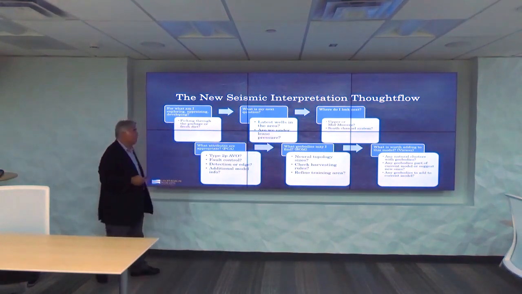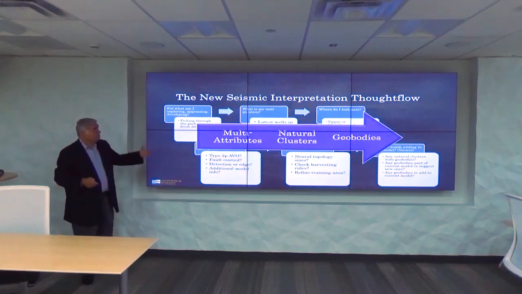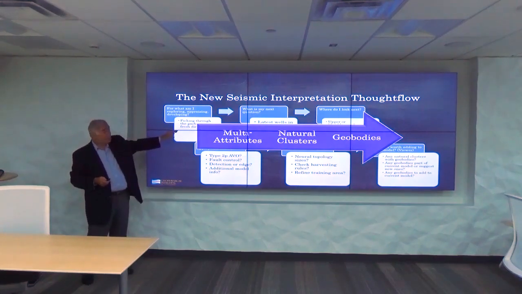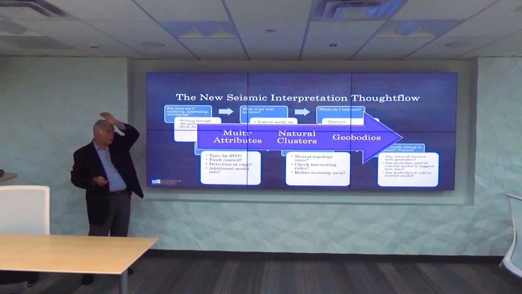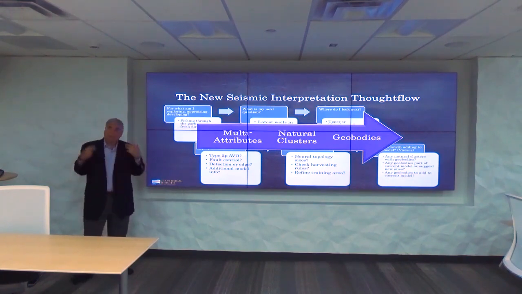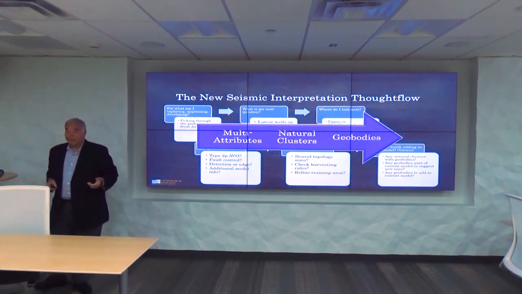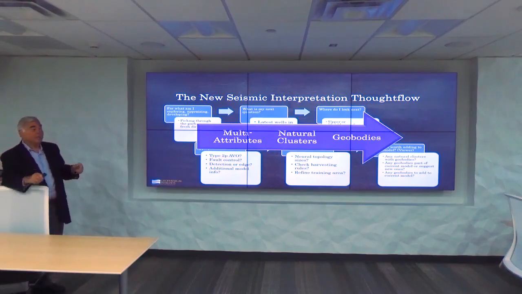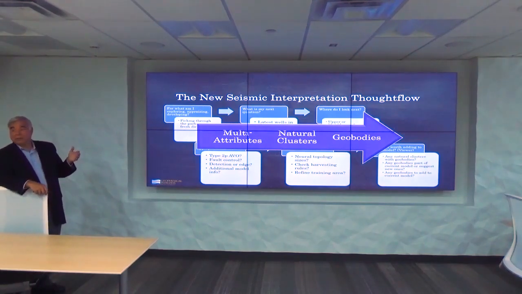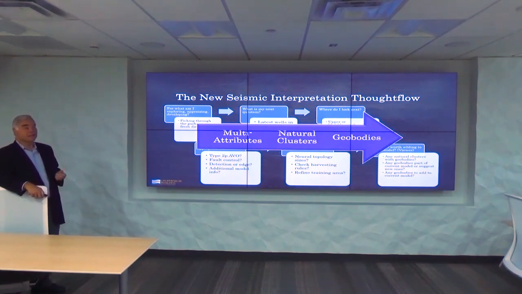And are we done? Well, guess what? The process was starting with the multi-attributes, and then the natural clusters, and the machine learning gives us geobodies. We look at geobodies. But remember that illumination function? It's not perfect. You're not going to see any perfect geology. Nobody's going to come up and smack you on the side of your head and say, here's the fault, and here's where I need to drill. No, but it gets us closer to helping us identify the geology.